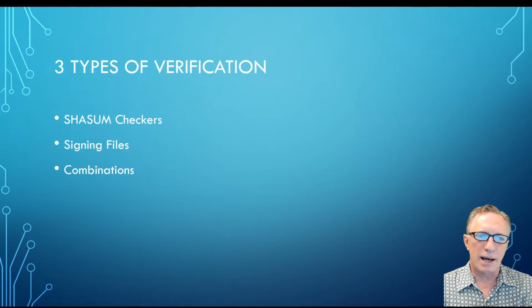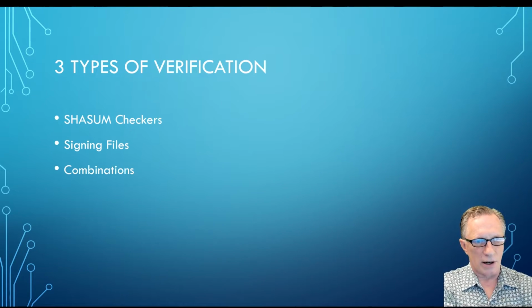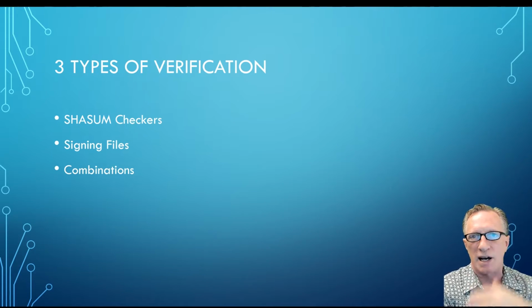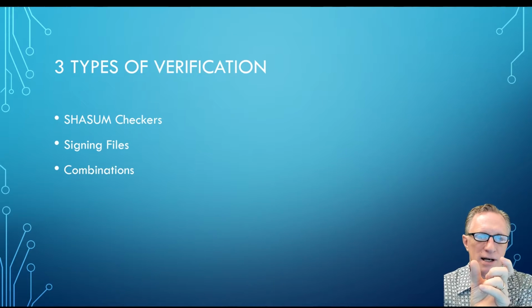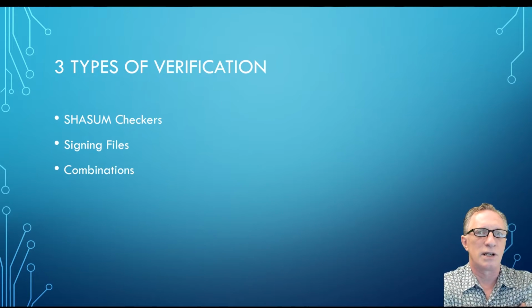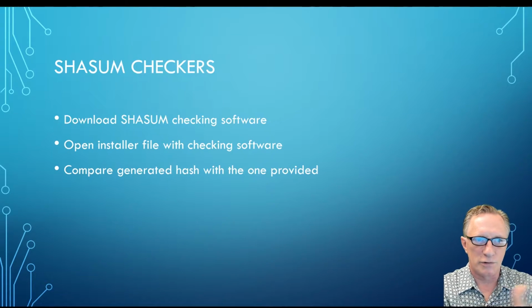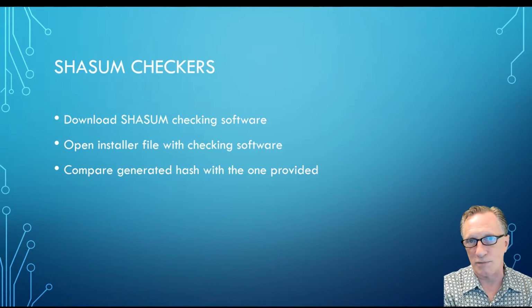There are three types of verification. There are SHASUM checkers, which is the first and I guess simplest type. And then the next type is signing files, and you'll see a lot of websites where you go to download something, and next to the installer is another little link that is a signing file of some kind. So the first and simplest type is the SHASUM checker.